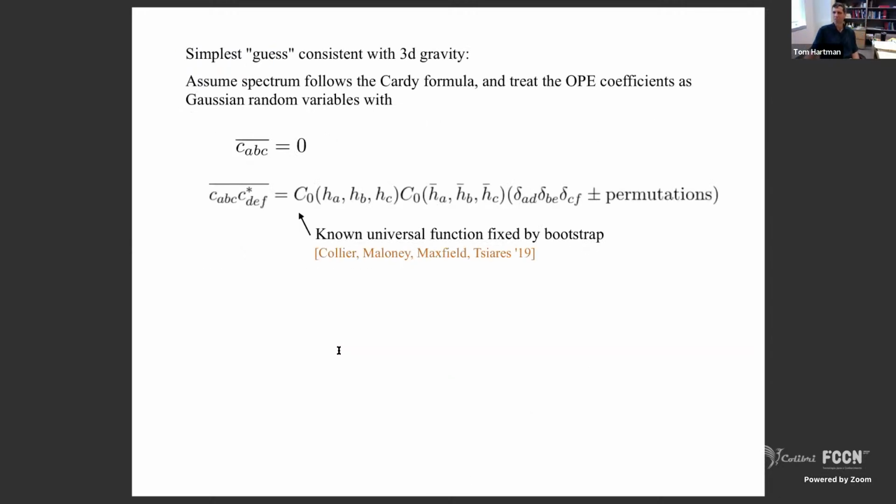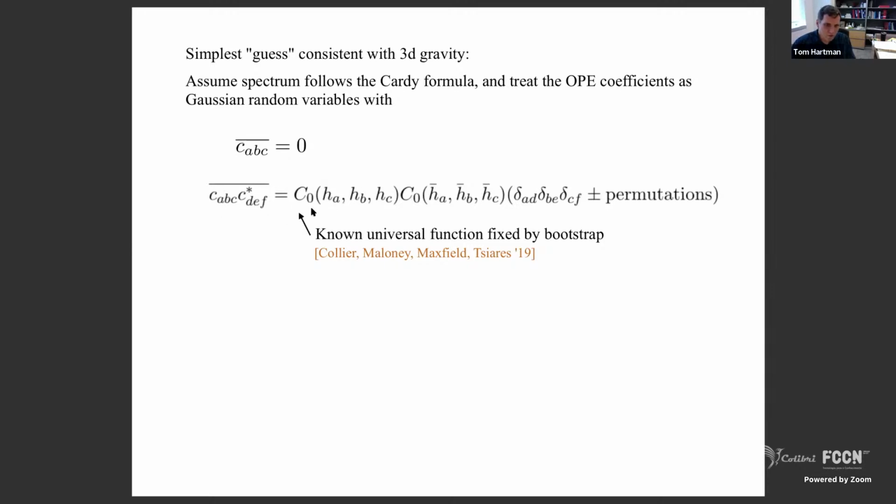We're just going to take the simplest guess that's consistent with 3D gravity, and that's going to turn out to work. We assume the spectrum follows the Cardy formula. That's known to be true in any theory that's dual to 3D gravity. So we assume the spectrum follows the Cardy formula, and we treat the OPE coefficients as Gaussian random variables with the following statistics. They have 0 mean. The OPE coefficients have mean 0, and they have variance given by the following formula.